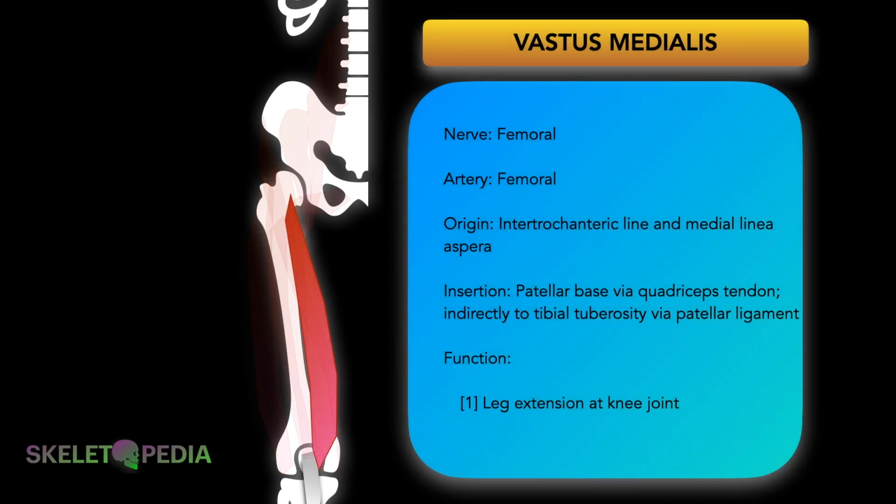Next is the vastus medialis. It too is innervated and supplied by the femoral nerve and arteries respectively. The vastus medialis originates from the intertrochanteric line and medial linea aspera, and also has a similar insertion as the muscles described earlier. Its primary function is to extend the leg at the knee joint.